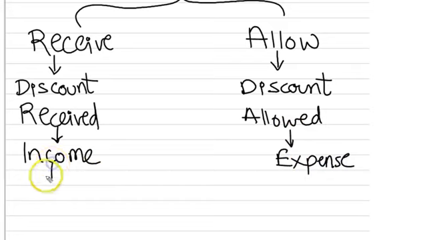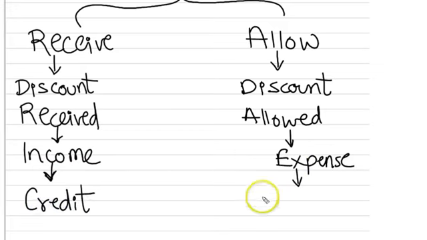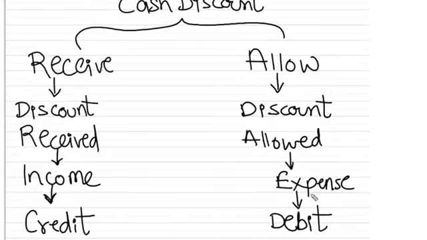So, income we apply nominal account rule and expense we apply nominal account rule. As we say, debit all expenses and losses, credit all incomes and gains. Always remember, discount received will be credit and discount allowed will be debit. So if I receive, it is an income, it is called discount received. If I allow, it is discount allowed, it is called an expense and debited.